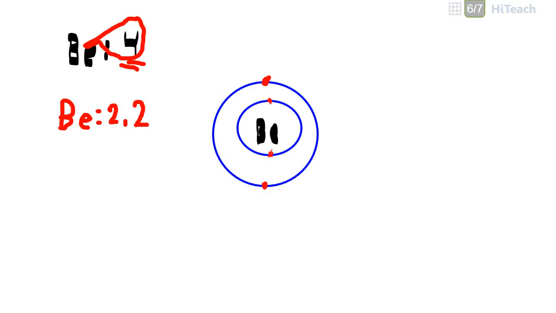For example, if I ask you to draw the atomic model, the Bohr model of neon. Neon, if you go to the periodic table, let's do it together. This is neon, Ne. You will find neon in group 18. It has 10. The atomic number is 10. Let's draw the Bohr model. To draw the Bohr model, let's start from the beginning. This is the nucleus, which is the neon. Draw the first shell.